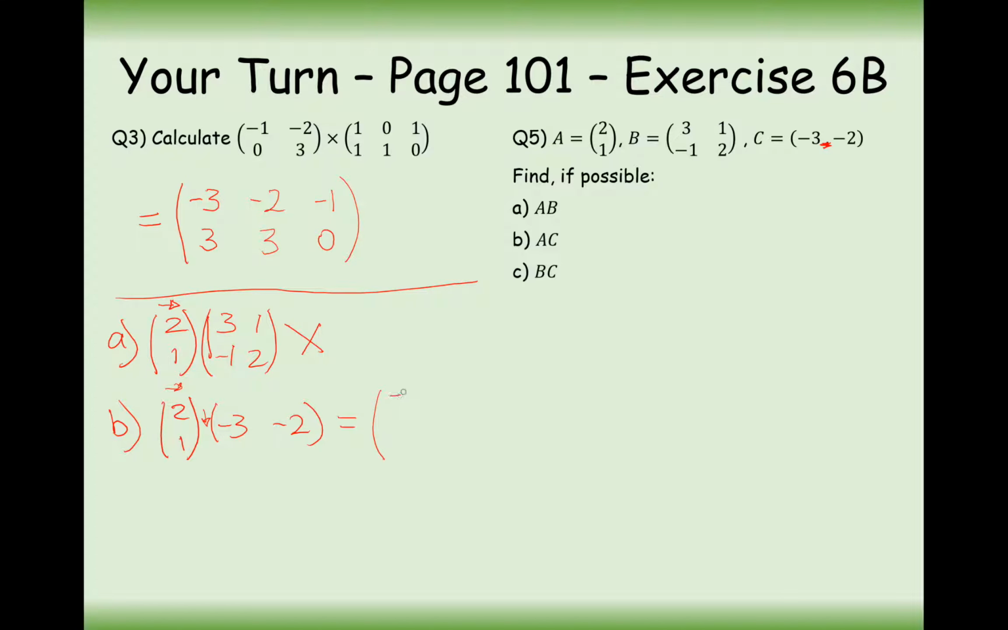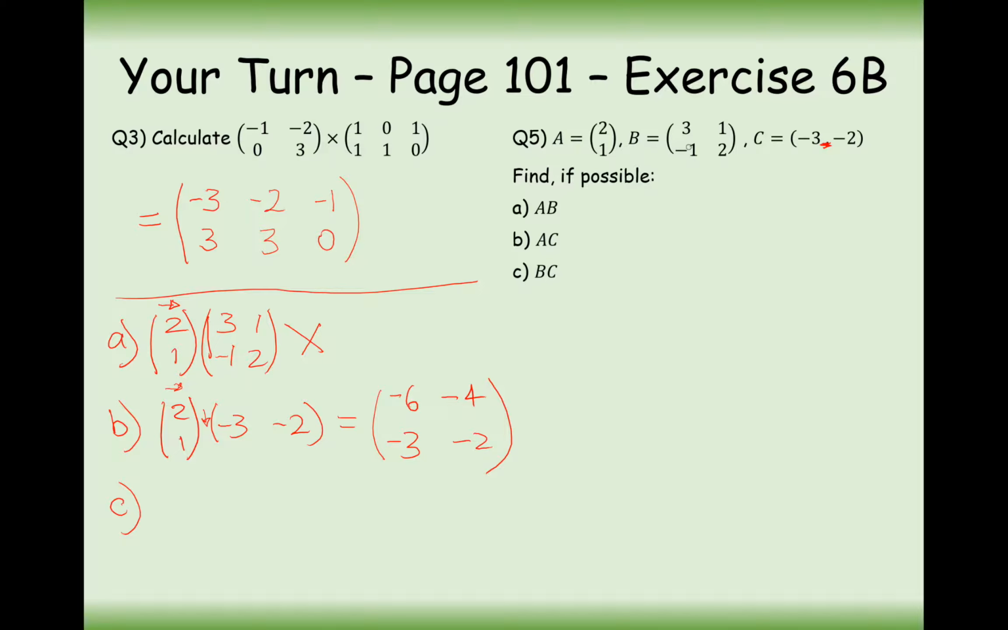2 times minus 3 is minus 6. Going across to the top right now, 2 times minus 2 is minus 4. Going down onto the second row now, 1 times minus 3 is minus 3. 1 times minus 2 is minus 2. So that's the answer to part B.